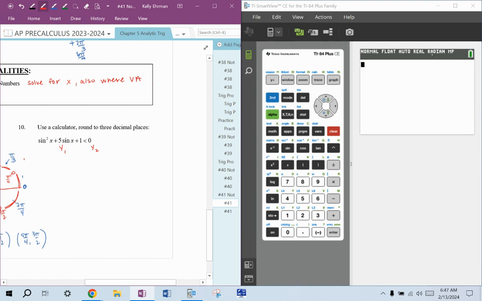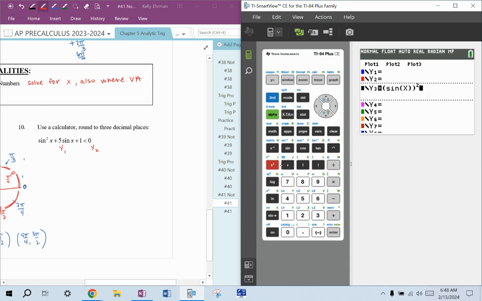So make sure you're in radian mode, first of all. Go to y equals. How do we type in sine squared? We have to type in sine x in parentheses like this, and then square it, plus 5 sine x, close that parenthesis, plus 1. And like I said, I just like to put in 0 for the other one.